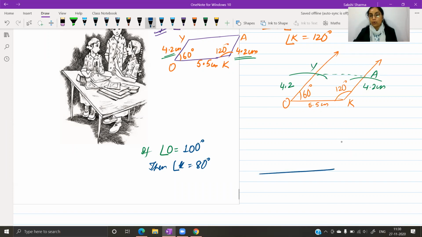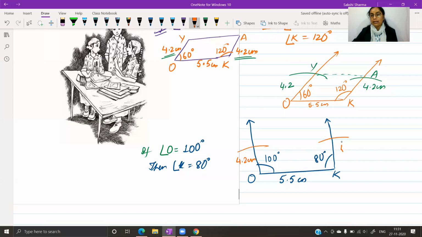And then the child would go ahead with OK as the base. At O, an angle of 100 degrees will be made. Now this is not a multiple of 15. This will be made with the help of a protractor. So this will be an obtuse angle of 100 degrees. Same way at K you need an angle of 80 degrees. This will be made on this side, an acute angle. Then similar step from O cutting off 4.2 centimeters, from K cutting off 4.2 centimeters, completing the shape. This is the parallelogram the other child has obtained.